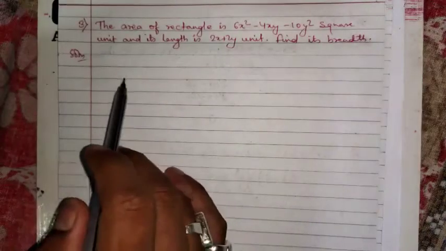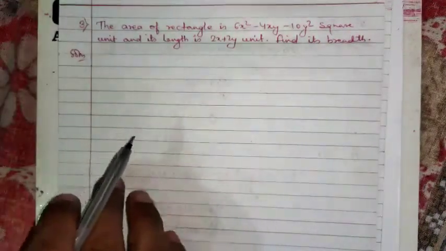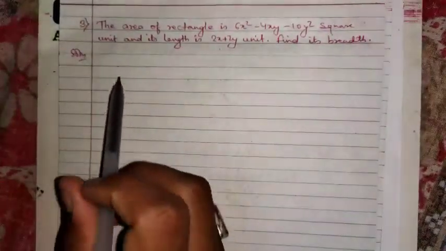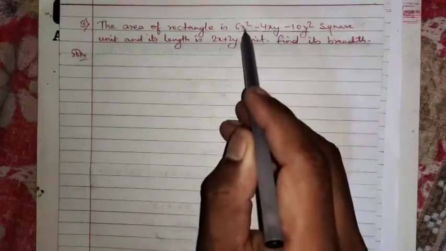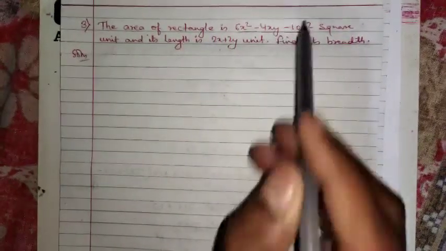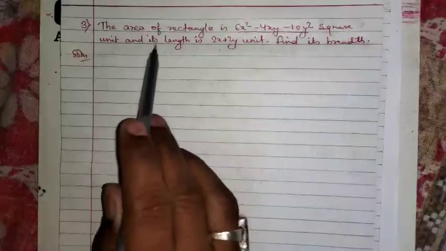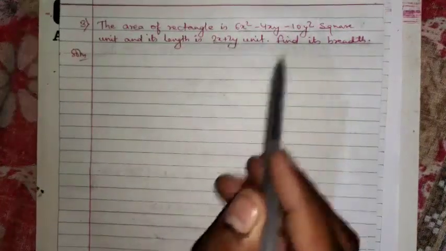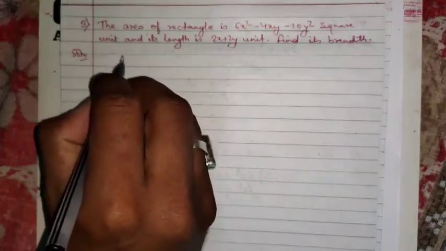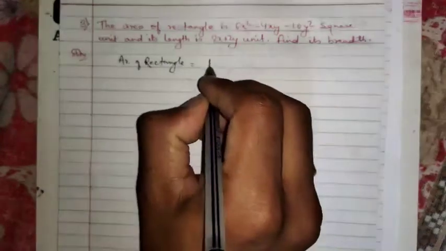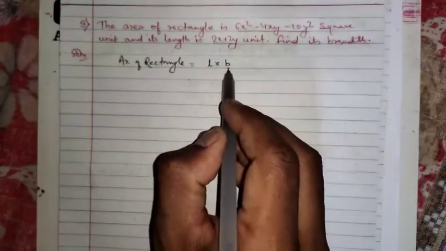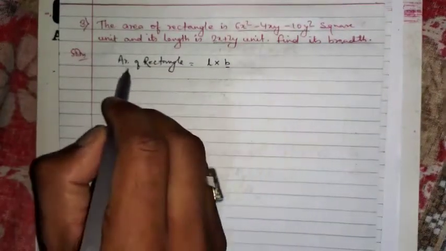Our next question, question number 3, is a word problem, and here also we have to perform the division only. Question number 3 is saying the area of a rectangle is given as 6x square minus 4xy minus 10y square unit, and its length is 2x plus 2y. Find its breadth. As we all know, the area of a rectangle is equal to length into breadth, and the question is asking us to find the breadth. We have to find this. It means this L should be sent to this side.